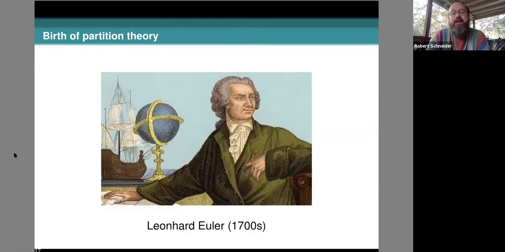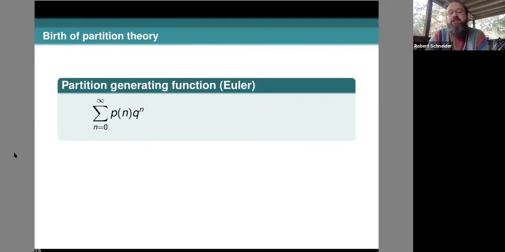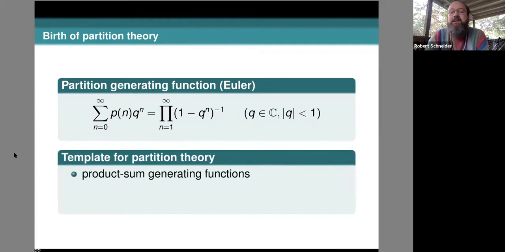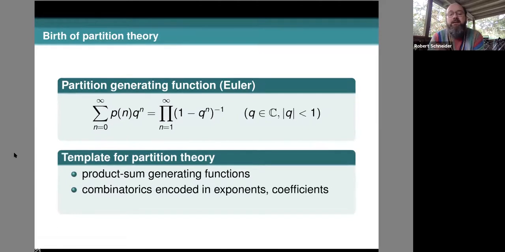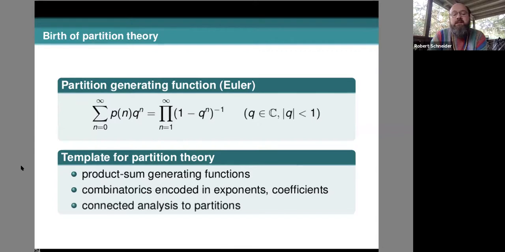Euler, of course, really nailed down a lot of partition theory. The partition generating function is a very famous formula, and it gives the template for one of the ways we do modern partition theory. You see here the introduction of product-sum generating functions, generating partitions on the left side from a product on the right. And the combinatorics in this case is encoded in the exponents of q, but also in the coefficients. We have two different kinds of patterns going on and lots of interesting information that we can get about arithmetic from looking at these sorts of product-sum formulas.